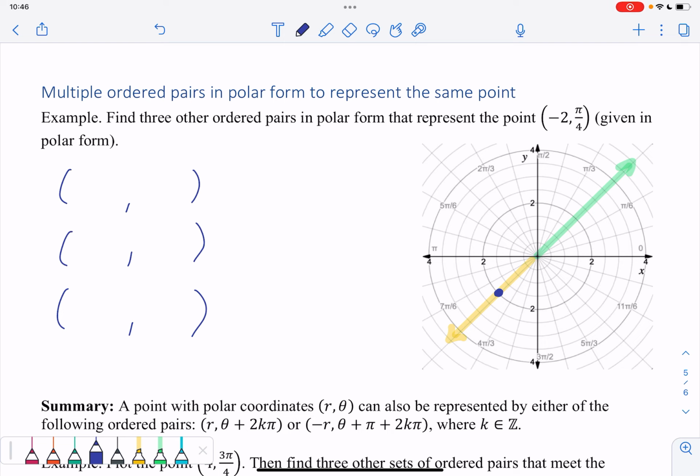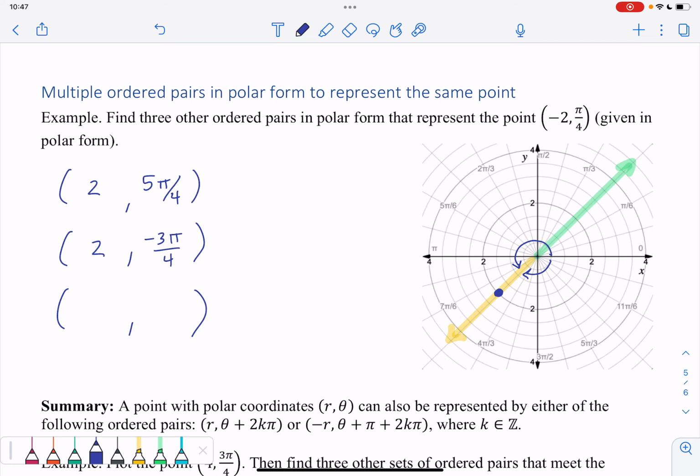So one thing I notice is that if I use a positive value of r, it needs to be a 2 because I'm 2 units away from the origin. But I can use just the angle 5 pi over 4, because if my r value is positive, then I want to use that true angle. Okay? What about keeping 2 positive, but traveling to that terminal side clockwise? That gives me the angle -3 pi over 4.